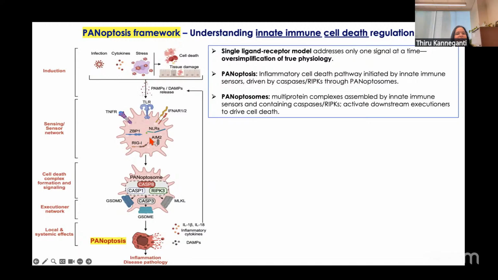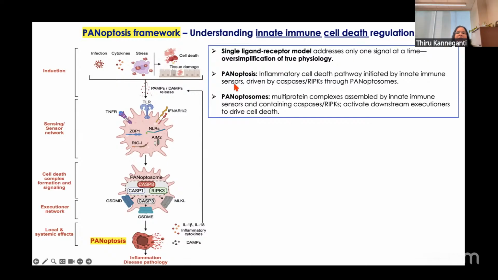And this network is essential for assembling a panoptosome complex that consists of caspase-8, caspase-1, and RIPK3, and then once the caspase-8 RIPK3 caspase-1 complex is formed, these pore-forming molecules are all cleaved simultaneously. There's no need for cleaving only one molecule at one time, because the cell has decided to die in a lytic way so that it can alert the immune system. And also downstream of this lytic cell death pathway, more and more PAMPs are available for engaging more sensors, amplifying this. So this single ligand receptor model is a complete oversimplification of true physiology.